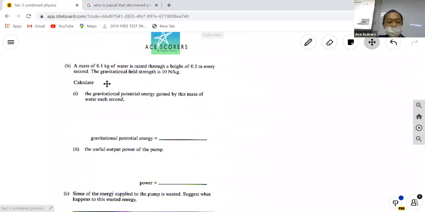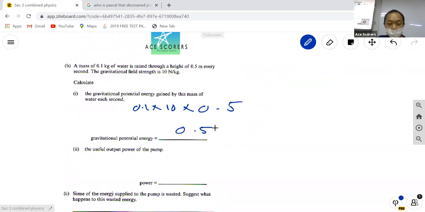Okay, a mass of 0.1 kg of water is raised to a height of 0.5 meter every second. This one looks so familiar. The gravitational field strength is 10. So, calculate the GPE gained by the mass every 1 second. So, GPE is mgh. So, 0.1 times 10 times 0.5. Okay, so GPE is 0.5 joules.